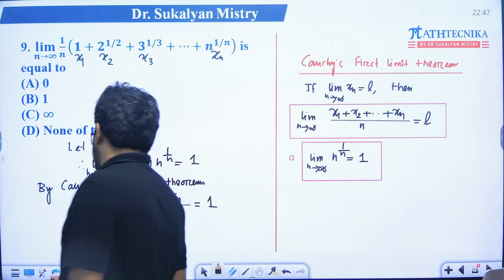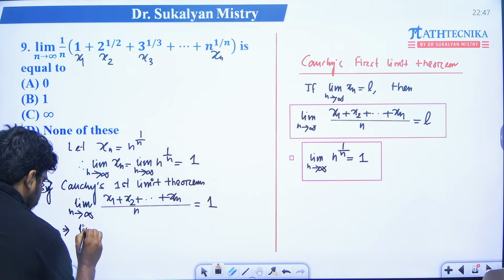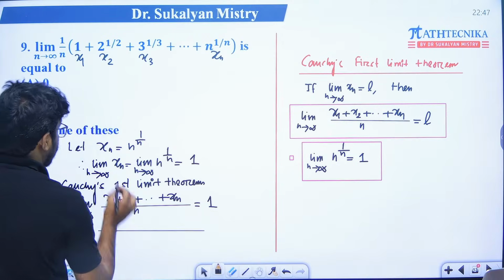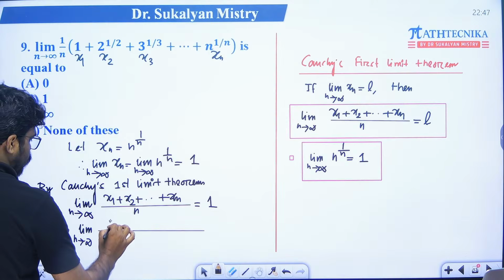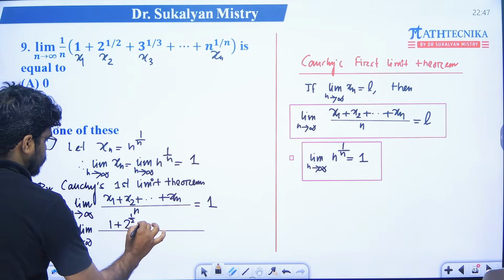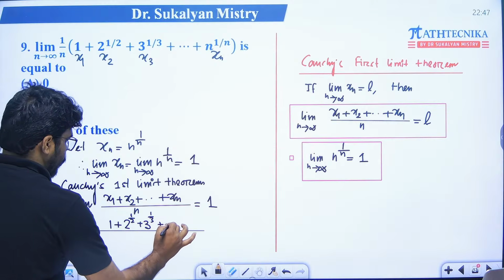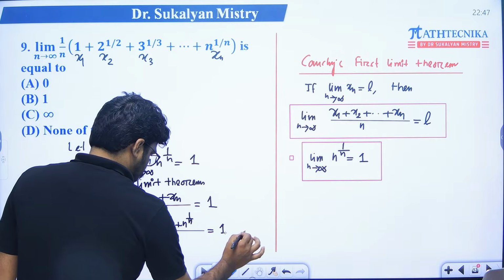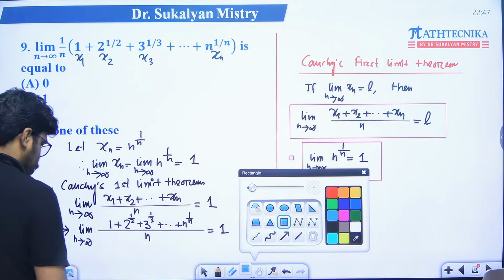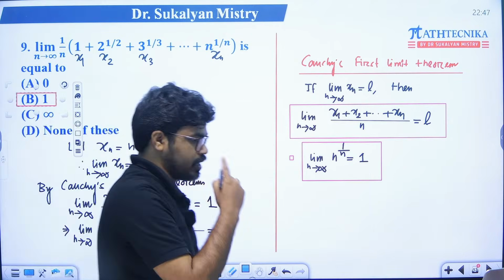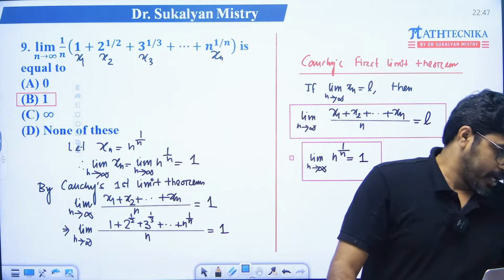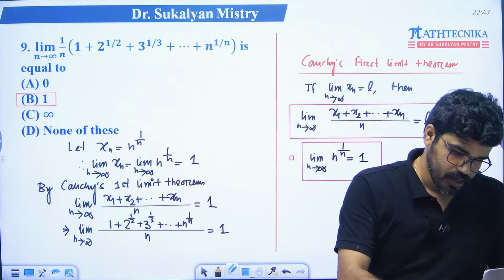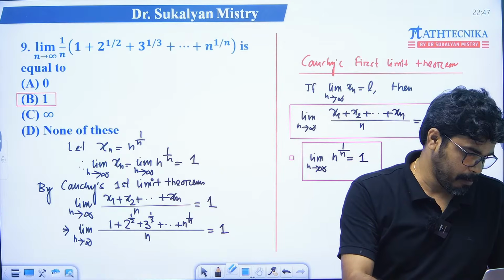So this implies limit n tending to infinity of x1 plus x2 plus ... plus xn. What is x1? Put n equal to 1, that is 1. x2 is 2 to the power 1 by 2. x3 is 3 to the power 1 by 3. Plus ..., what is xn? n to the power 1 divided by n. So this is equal to 1. So this is the proper explanation. So option B is the correct answer. Is it clear? So the value of the limit is this. Okay, so next problem.